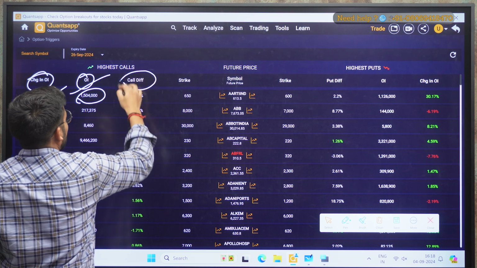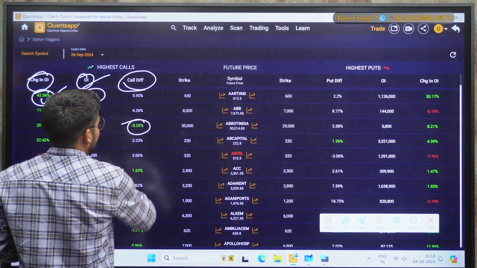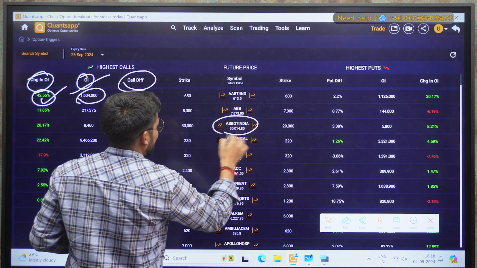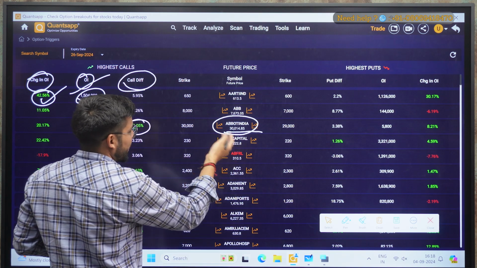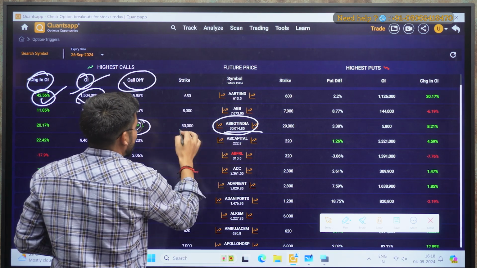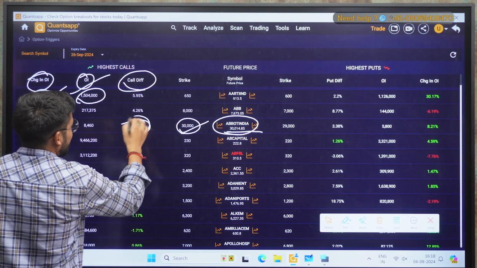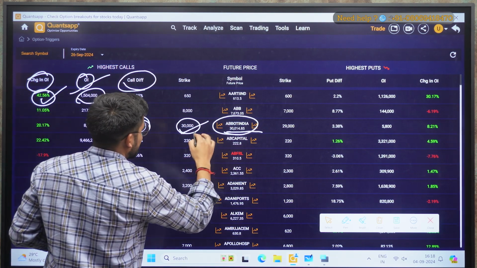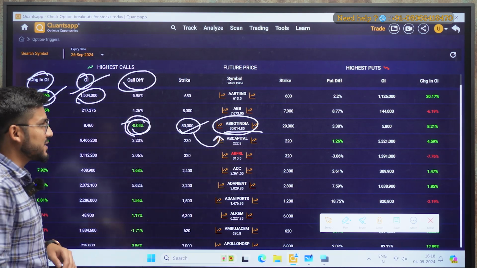When you are talking about the call difference, it will show you how much your current market is. If you are talking about India, right now it is at the level of 30,014.85, and your strike price is 30,000. So 0.05% will show you how much your market is above or below your current strike price.